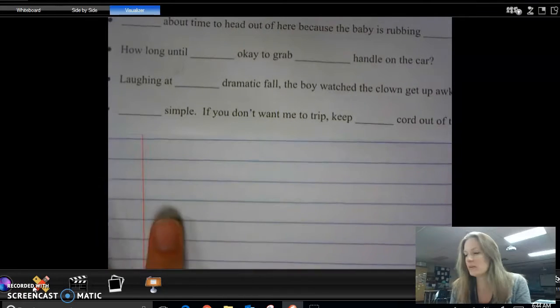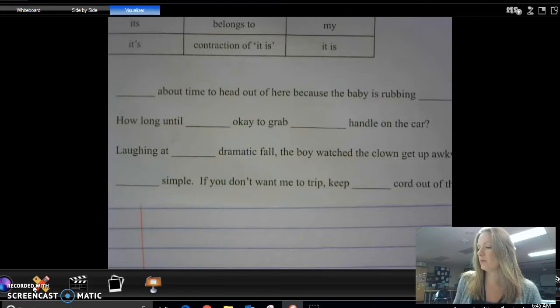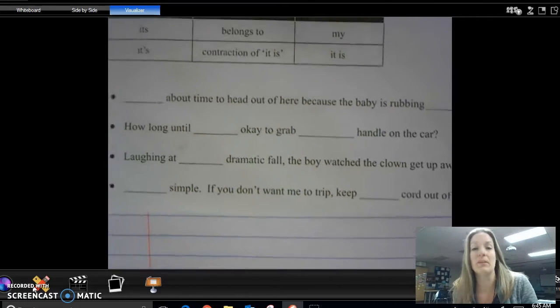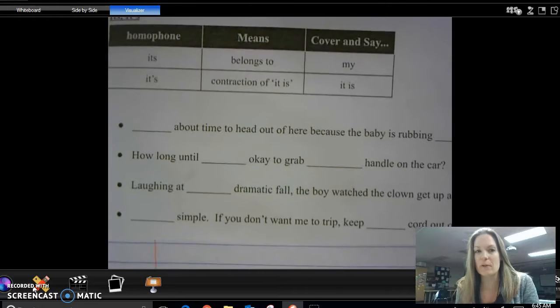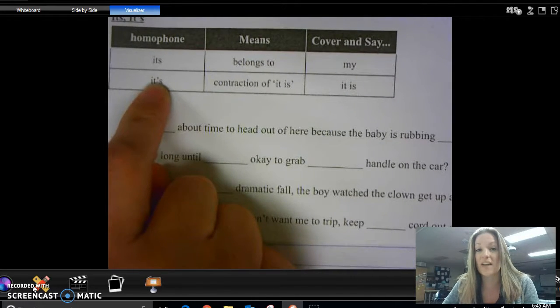Kids, right now we are going to be taking a look at its versus it's, and we're going to practice using them by filling in the blanks. So these are two homophones that get mixed up because we love this apostrophe right here. It does not go in there all the time.